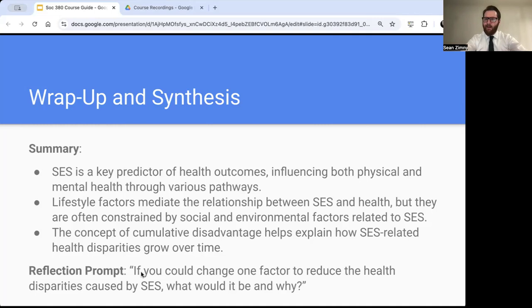And so I just want to ask you all this reflection prompt. Maybe you can include pieces like this into a discussion prompt, or we can have one-on-ones about this. But if you could change one factor to reduce health disparities caused by socioeconomic status, what would it be and why?